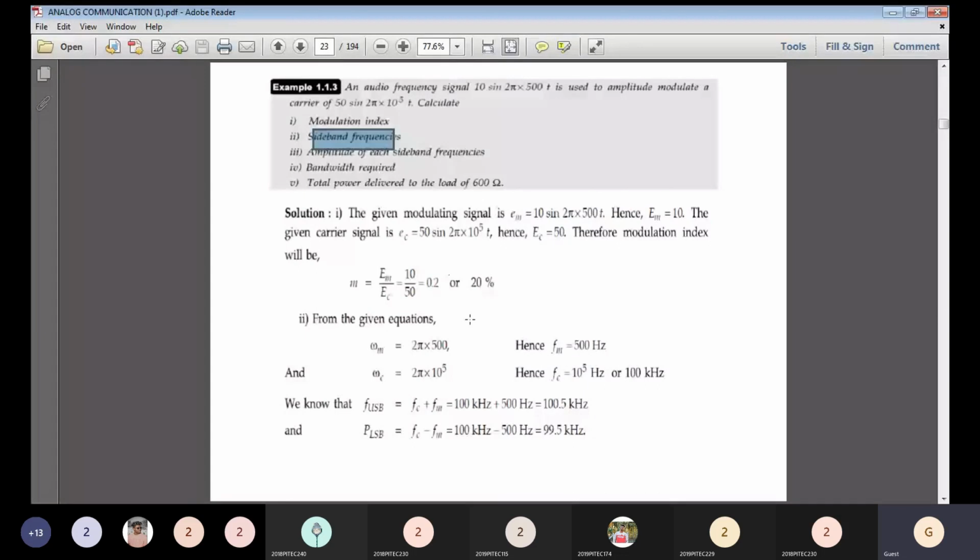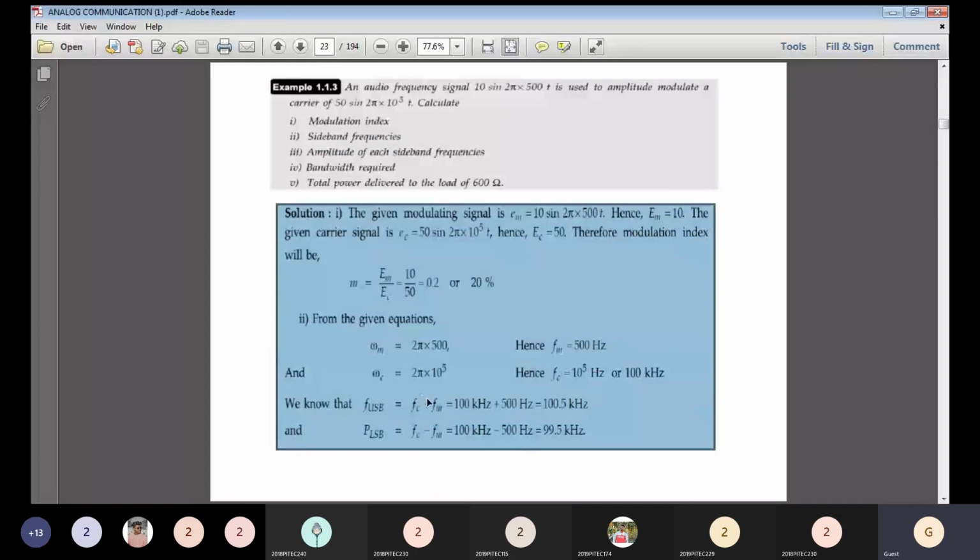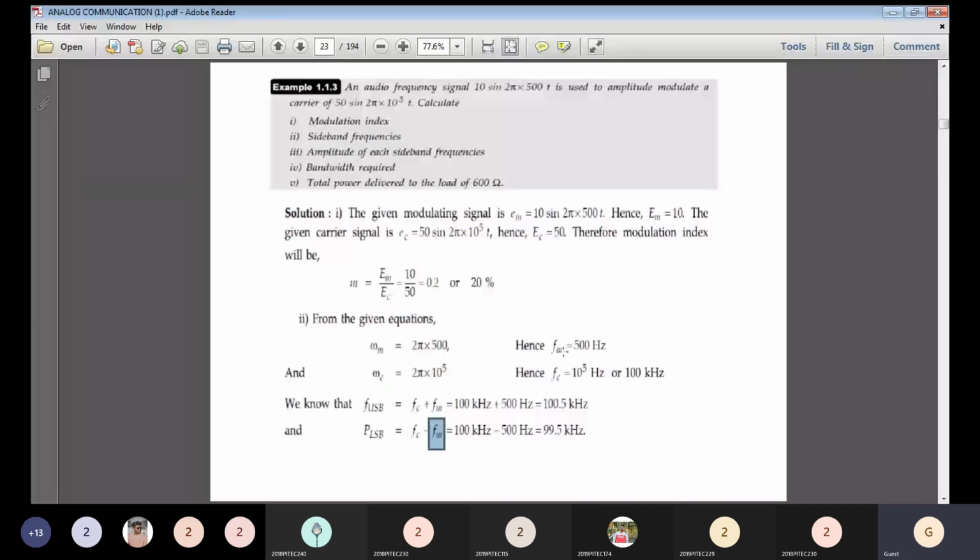What are the sidebands in an amplitude modulated signal? How many sidebands are there? Two sidebands are there. One is upper sideband and one is lower sideband. Upper sideband formula is FC plus FM. Lower sideband formula is FC minus FM. Now we have both FM and FC values, so simply substitute those two values in this equation. Substitute 100 kilohertz plus 500 hertz. This is the result, 100.5 kilohertz.